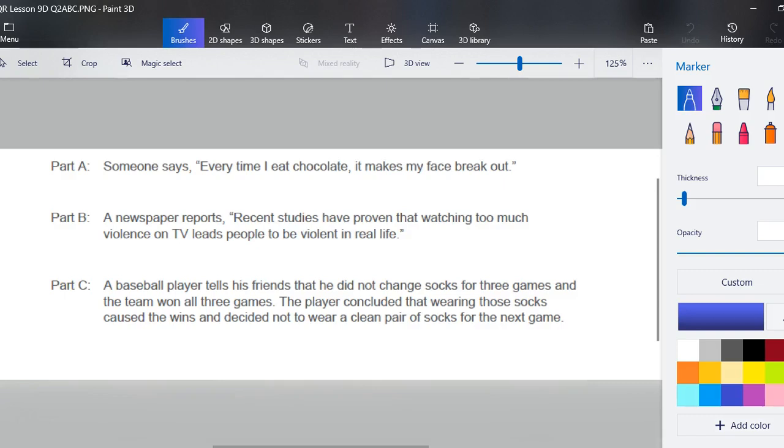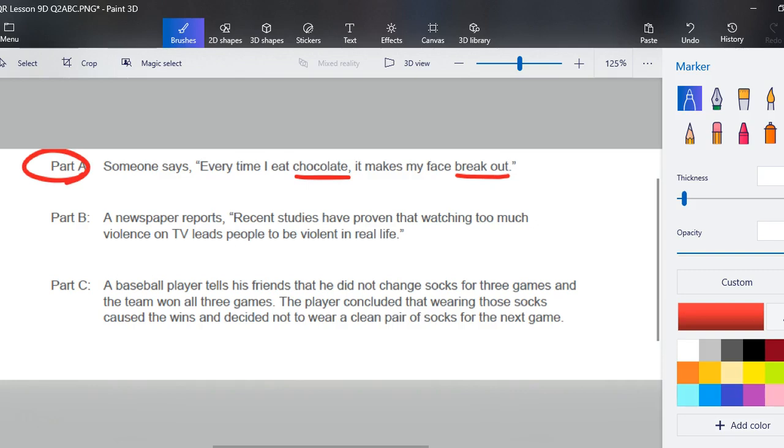So beginning with part A. When someone says, every time I eat chocolate, it makes my face break out, do you think that the chocolate is causing the face breakout? Jot down some thoughts, yes or no. And then jot down some thoughts on if you think there are other variables that could be causing these two to go together. Like, what if there's a lot of stress going on in the person's life?